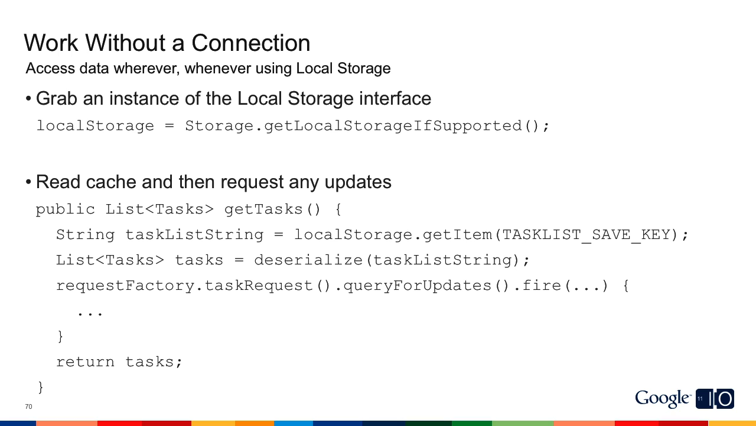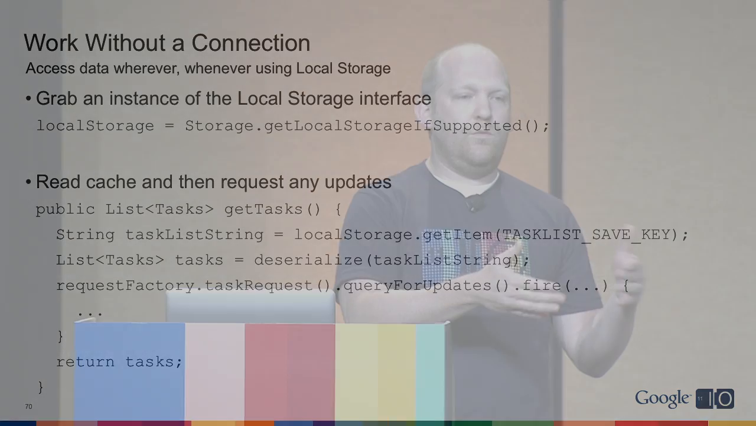So let's say that we actually do get the local storage class back. We have an instance of it. We can start doing some really cool stuff with it. One way you might use it, and the way that we use it in this application, is that somewhere in the code your application says, hey, I need tasks. So you have a method called getTasks. What that would normally do in a fully connected world is just fire off an RPC, and when I get the tasks back, I'll update the application.